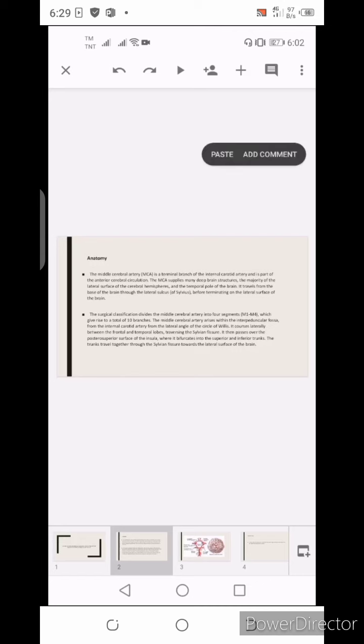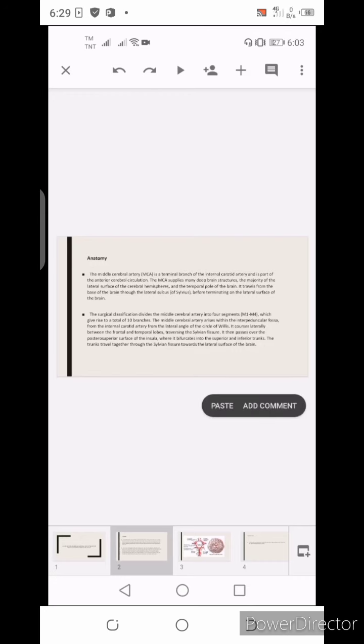The surgical classification divides the middle cerebral artery into 4 segments, which give rise to a total of 10 branches. The middle cerebral artery arises within the interpeduncular fossa from the internal carotid artery, from the lateral angle of the circle of Willis. It courses laterally between the frontal and temporal lobes, traversing the Sylvian fissure.